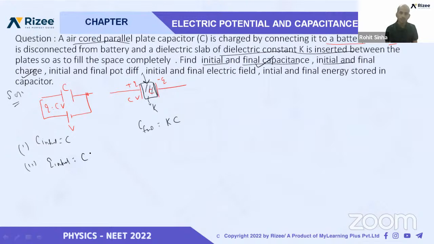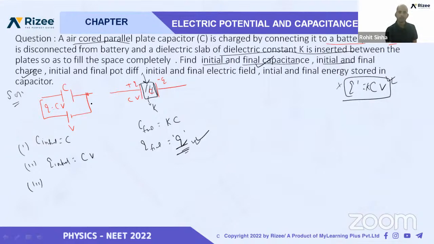It was CV, Q final. Remember, charge will be only Q. No charge will be added because we are not connecting it through a battery. So the final charge will also be only Q. No change here. If it was connected through a battery, then the final charge would be Q dash is equal to C, that will be Kc into V, like this. But it is not connected, so this will be our answer. Q will remain constant.